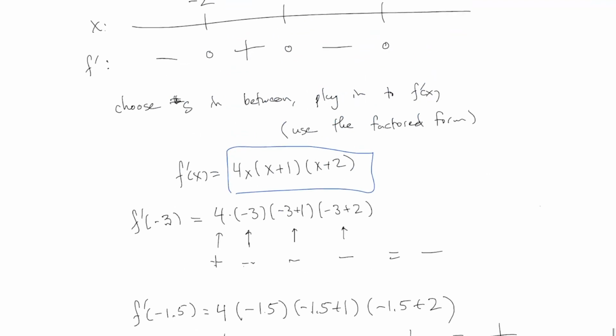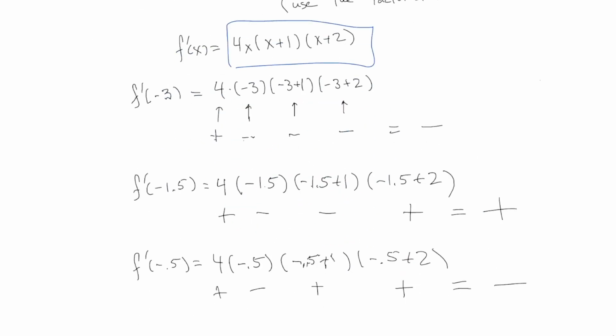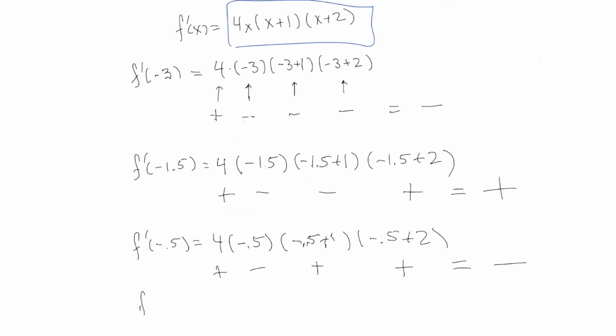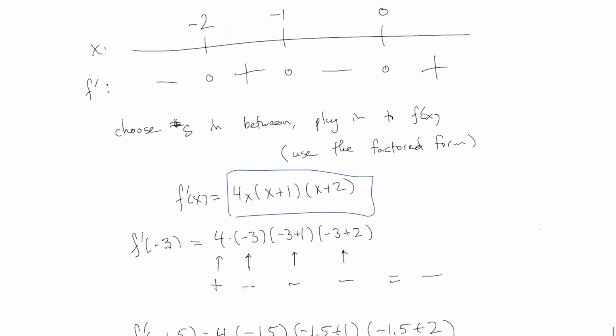And then finally, this one's easier. A number to the right of x equals 0, I'm going to choose x equals 1 and plug that in. So this is the last one. F prime of 1 is 4 times 1 times 1 plus 1 times 1 plus 2. These are all positive, positive, positive, positive, which means the whole thing is positive. So this is positive over here.